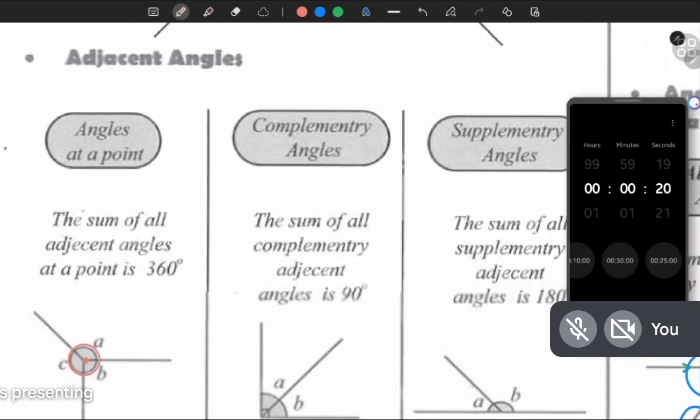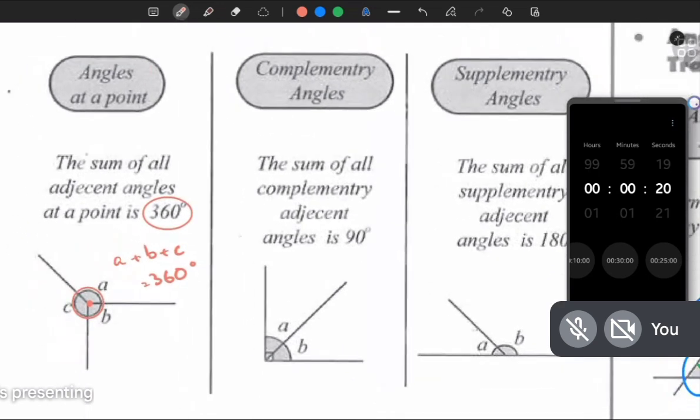So, talking about adjacent angles, angles on a point. So, you've got this point, and then there are angles forming all around it. And you can see this complete circle forming around it, right? So, what did we say? Complete circle is 360 degrees. So, when you add A plus B plus C, you get 360 degrees. So, this is what we call angles at a point.